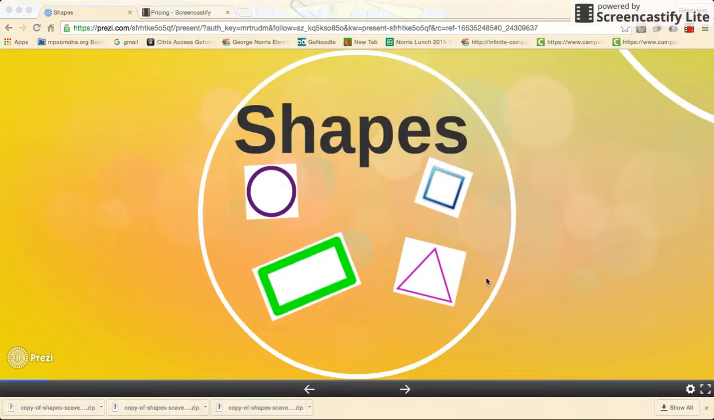Welcome, friends. Today we're going to be talking about shapes. The four shapes we're going to look at today are a circle, square, triangle, and a rectangle.